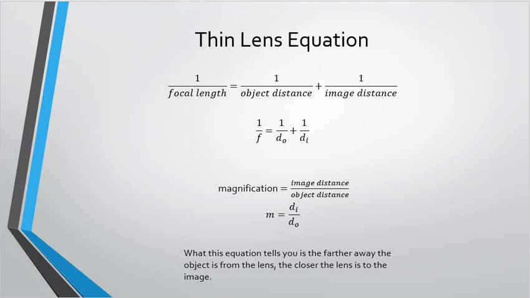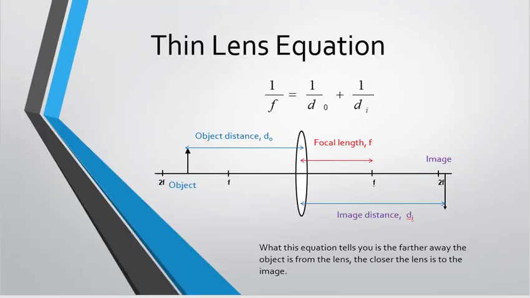And then there's a second one that is just a ratio. The magnification of the image is going to be the image distance divided by the object distance. That tells you how much bigger or smaller your image is going to be. And this is kind of a drawing of labeling everything for your thin lens equation. Once again, the farther away the object is from the lens, the closer the image is to the lens.